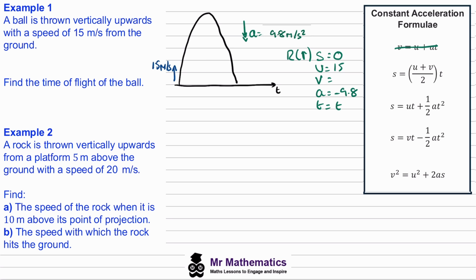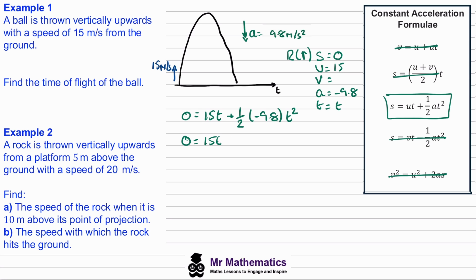Because we don't need v, we'll cross out the formulae with a v term. So we're going to use this one. So the displacement of 0 will be the u, which is 15, multiplied by t plus 1/2 of negative 9.8 times the time squared. We can simplify the t squared term, so we'll have 0 will be 15t minus 4.9t squared. We can factor out the t, so 0 will equal t lots of 15 minus 4.9t.